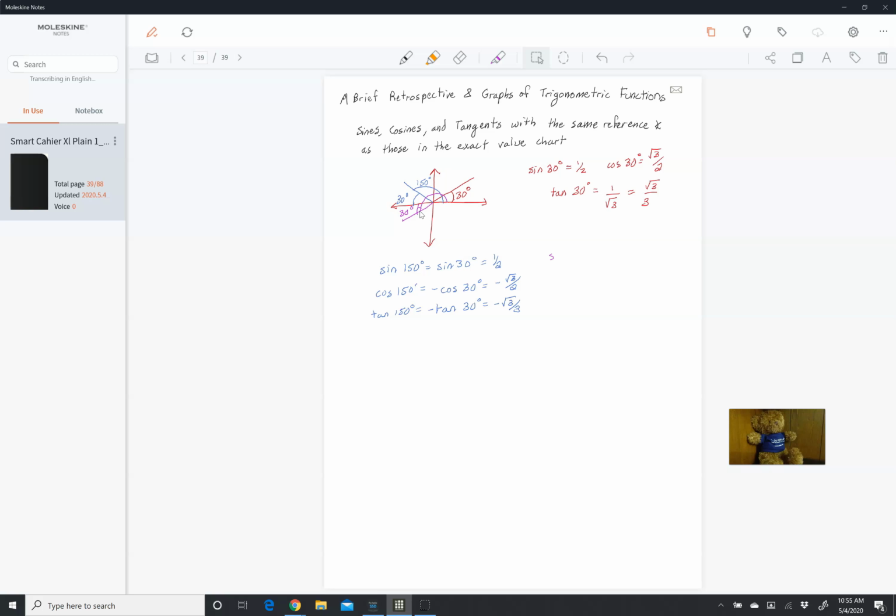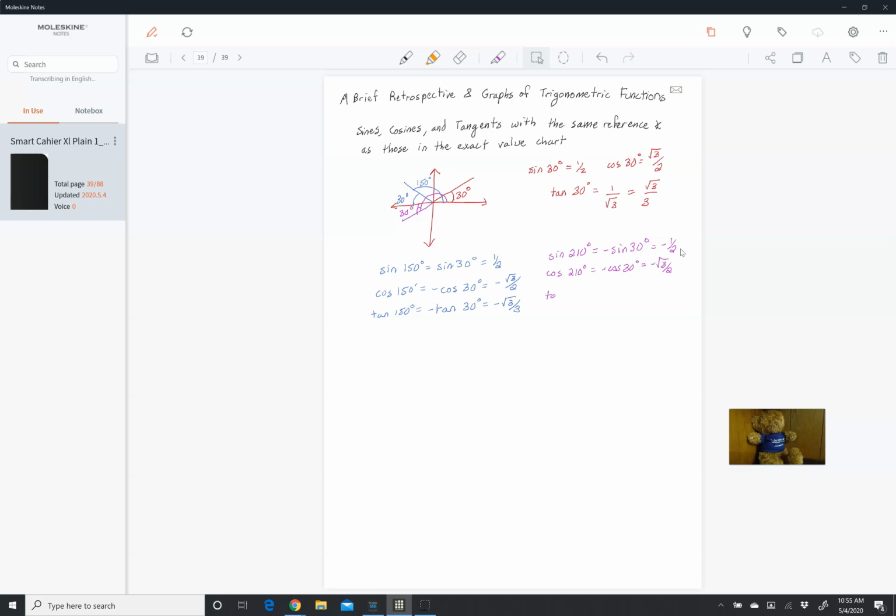Well, the sine of 210 degrees in quadrant 3, the sine is negative. So the sine of 210 degrees is negative sine of 30, or negative 1/2. So we know that the sine is the same as the sine of 30. We just have to figure out, is it going to be a positive number or a negative number? So in quadrant 3, sine is negative, so it's going to be negative 1/2. In quadrant 3, cosine is negative. So it's going to be the negative of the cosine of 30, or negative square root of 3 over 2.